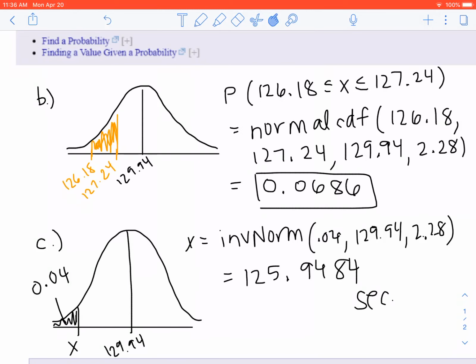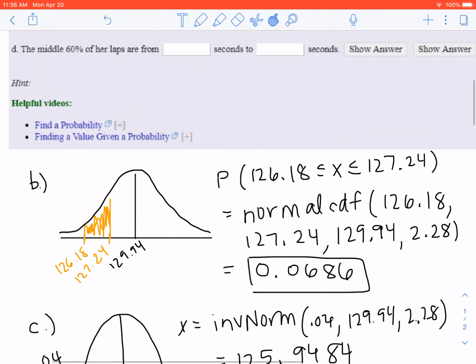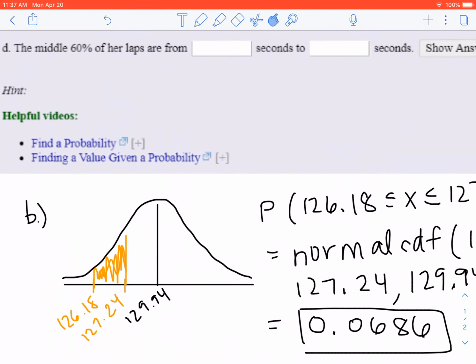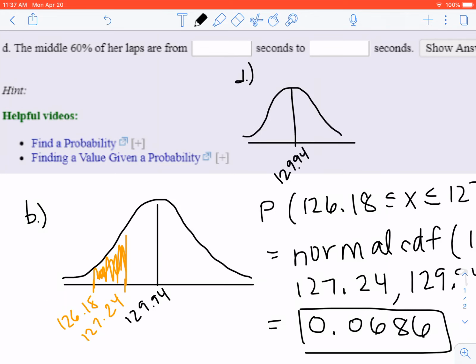We have one more part on this. It says D. It says the middle 60% of her laps are from so many seconds to so many seconds. So again, I'm going to draw my normal shape curve, and I'm going to go ahead and do that problem right underneath here. So we have D, normal shape curve. Put your mean in, which is 129.94. Middle 60, so we're going to go ahead and shade the middle 60. There's two values. The middle 60% are going to be in here. We'll call this one x1 and this one x2. And it wants us to figure out those two values.